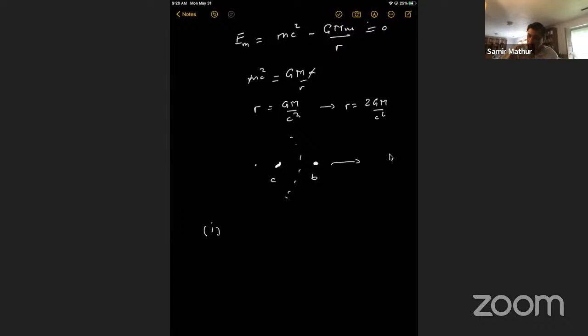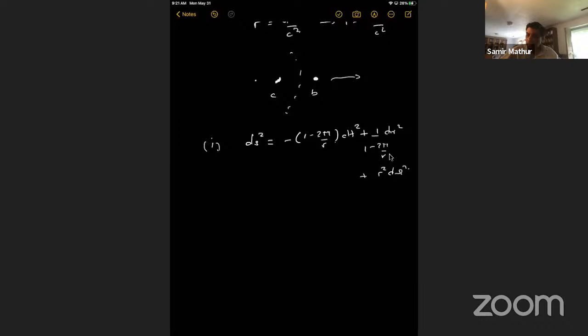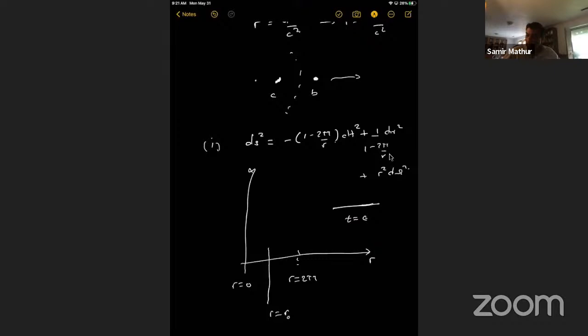The metric looks like minus (1 minus 2M by r) dt squared, plus 1 over (1 minus 2M by r) times dr squared, and then the angular part r squared d omega squared. And so you see that at r equals 2M, time and space switch roles. Because they switch roles, if you plot everything in good coordinates where r is on this axis, r equals 2M is here and r equals 0 is here, then far away a space-like slice would look like t equal to constant, but inside here, a space-like slice would look like r equal to constant, say r naught.